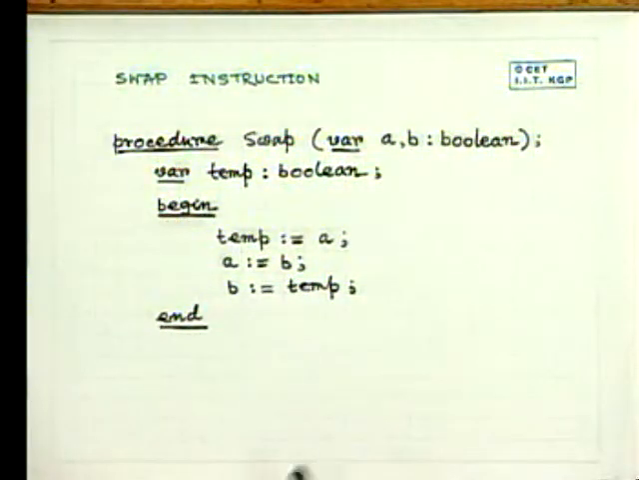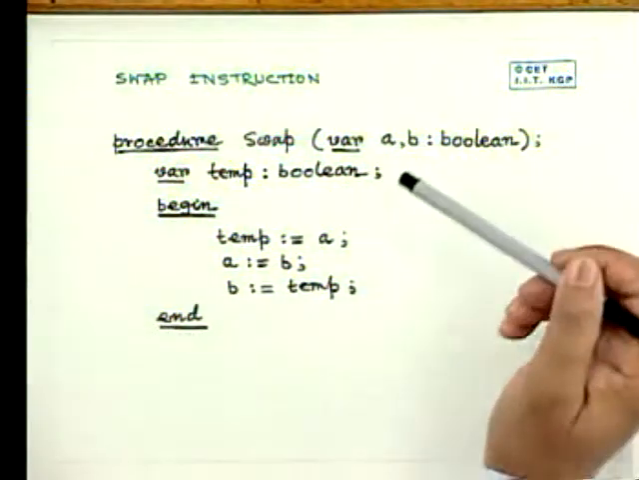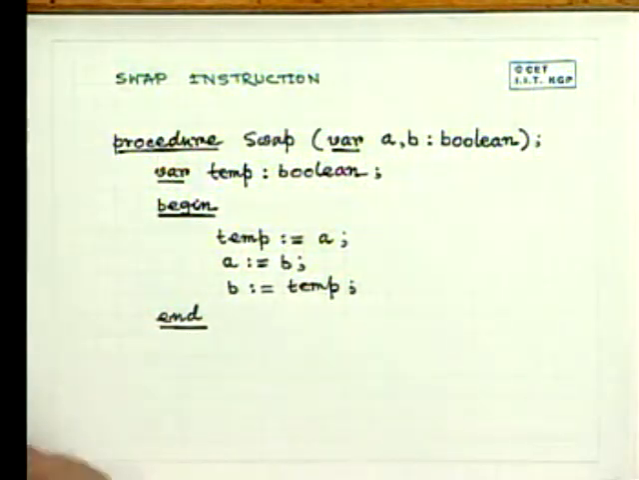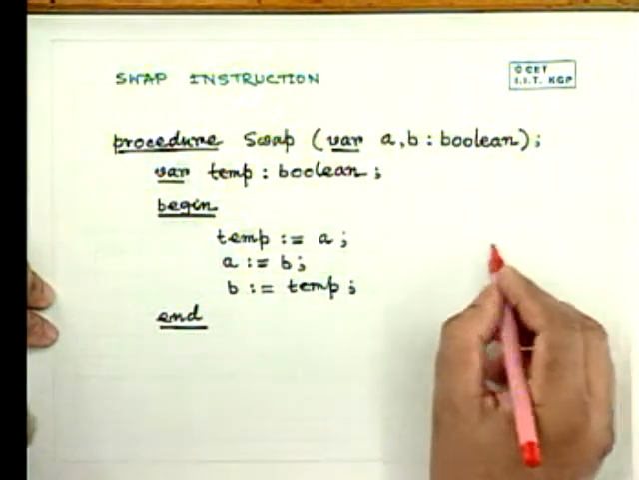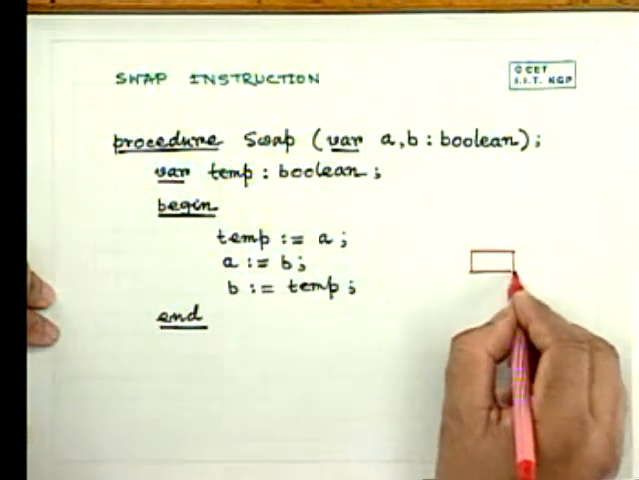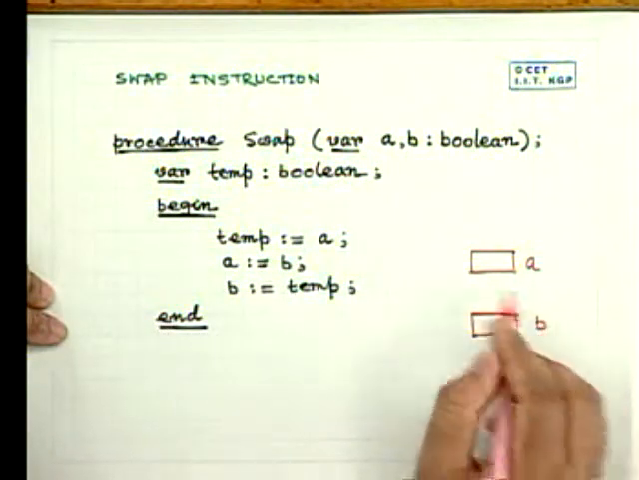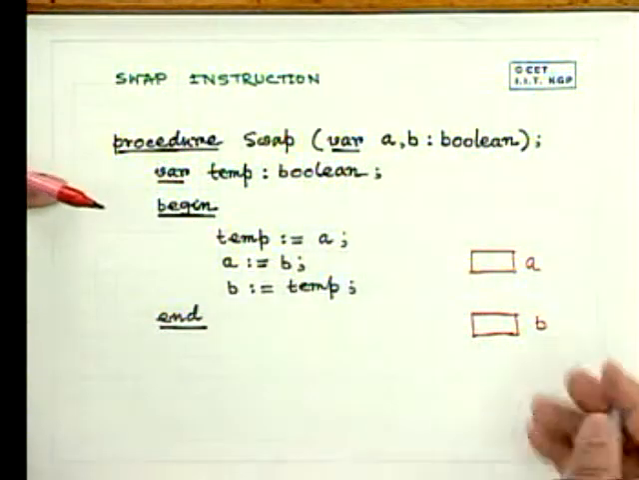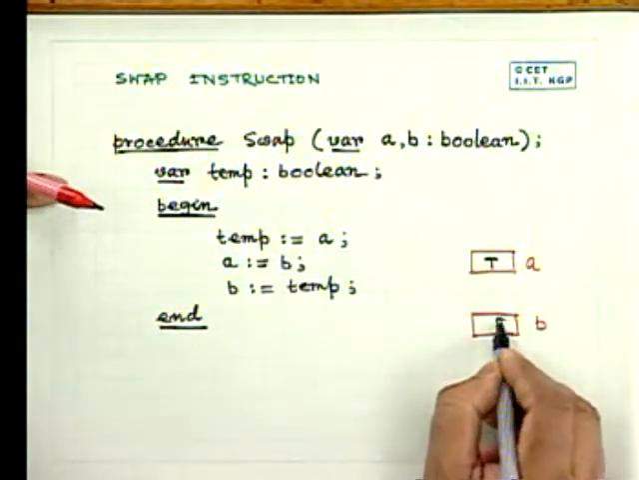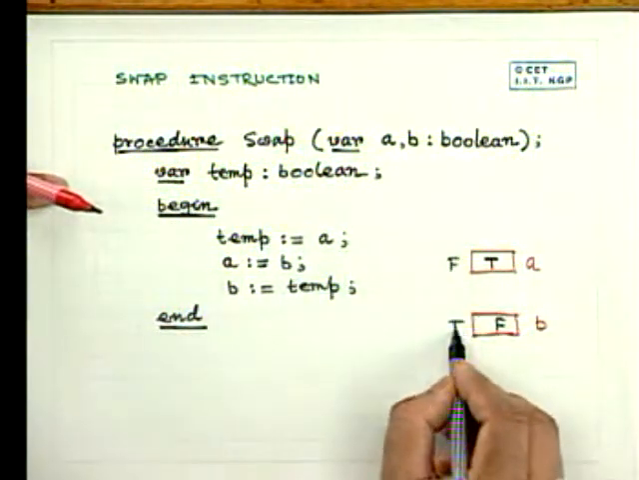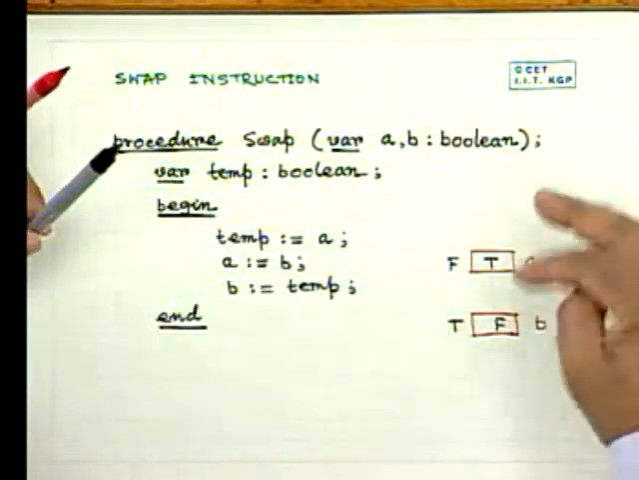That's a single instruction whose effect is that the values of the two variables are exchanged. Now let us see what actually it does. So for example, say this is A, say this is B, they can be either true or false. Let me assume that this is true and this is false. At the end of the execution of these instructions, this will turn out to be false and this will turn out to be true, because the content will be interchanged.